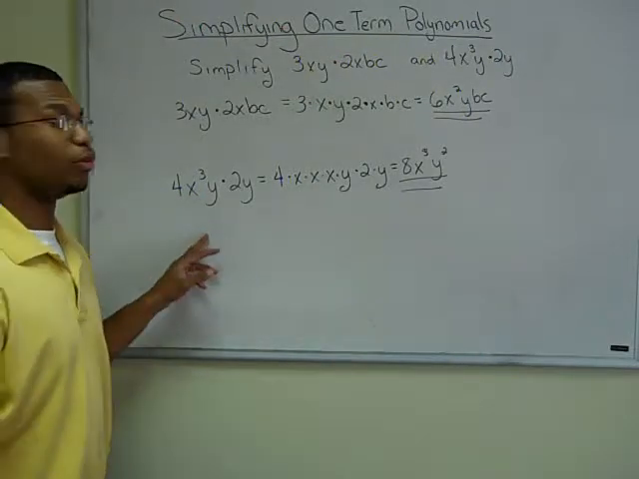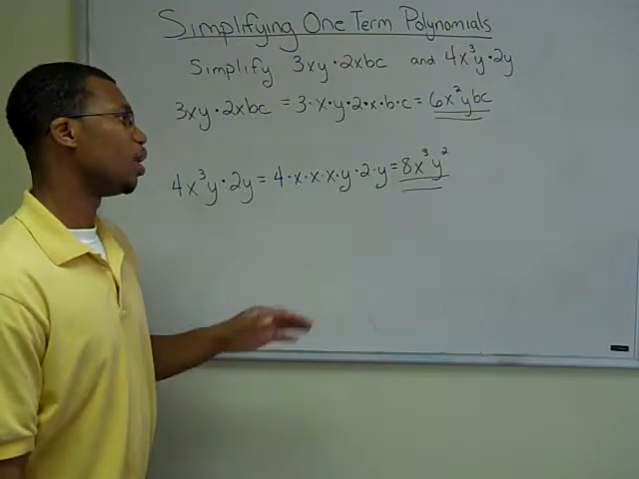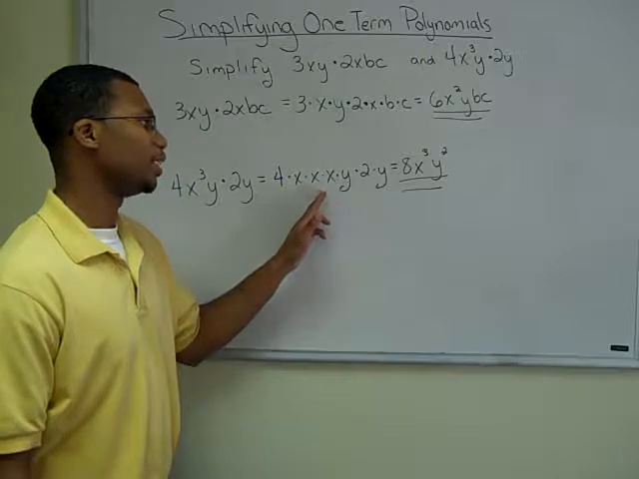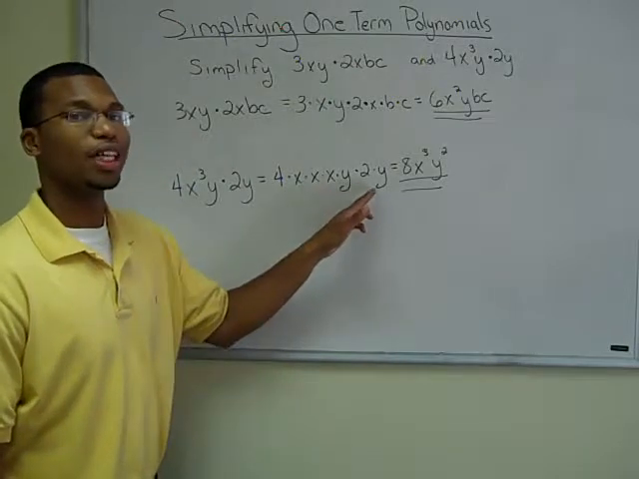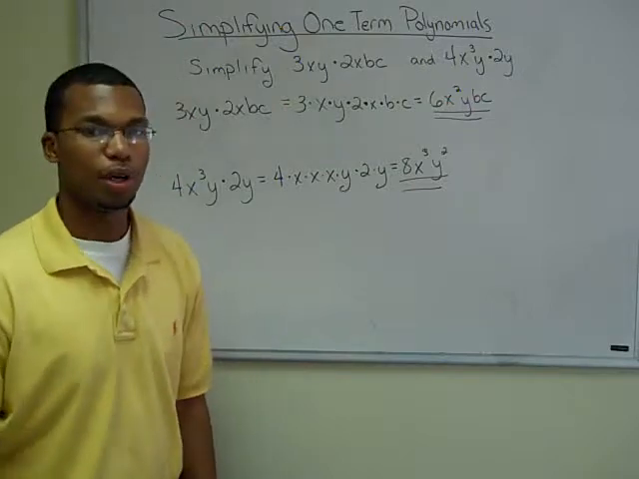For the next example, we have 4x to the third power y times 2y. So that's the same as 4 times x times x times x times y times 2 times y, which gives us 8x to the third power y squared.